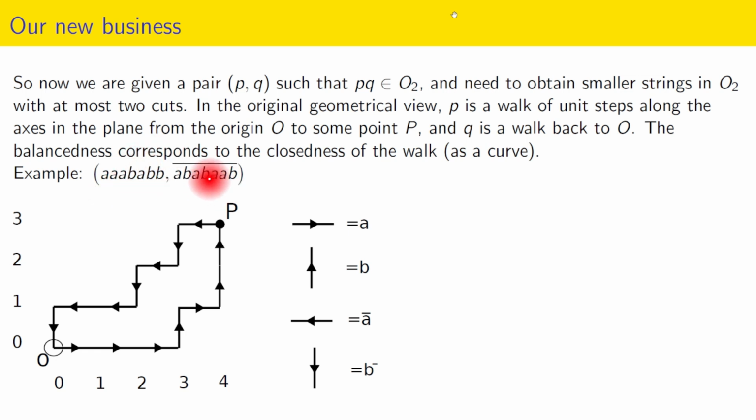Okay, the first key point is that since the 2 factors, when put together, form a balanced string, it always means that the curve that you build this way is always closed. That's the key point. That's in 2 dimensions, no?